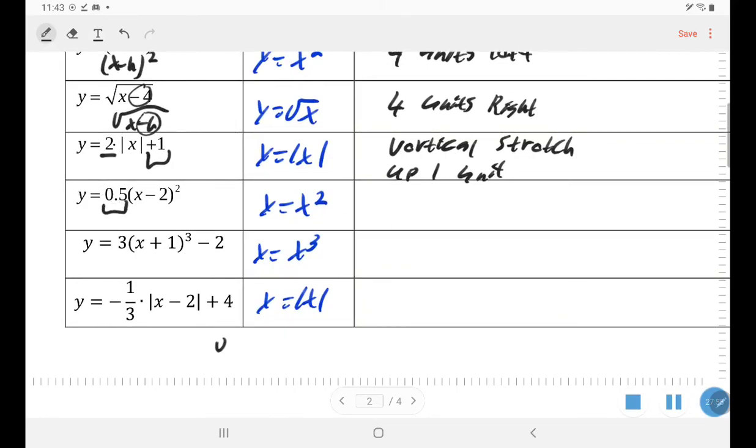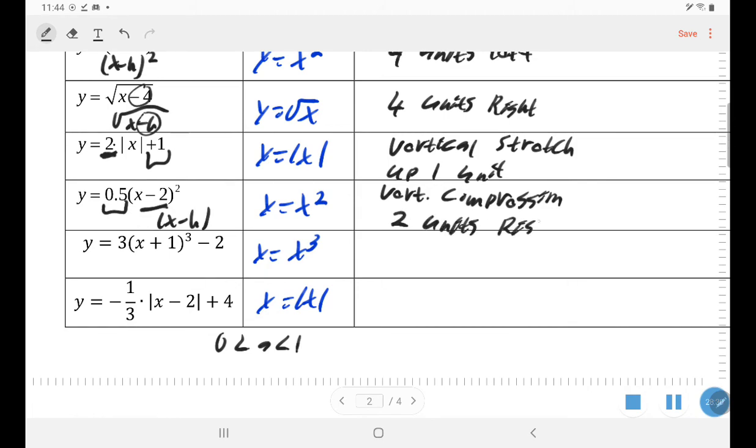Okay. Next one is 0.5. Now again, 0.5 is somewhere between 0 and 1. And it's a lot closer to 0 than this 2 is. So this is going to be a vertical compression because of the 1/2 in front. And this -2 is on the inside, so it's like an x minus h. So if negative h is -2, h is really 2. So this one is also going to go 2 units to the right.